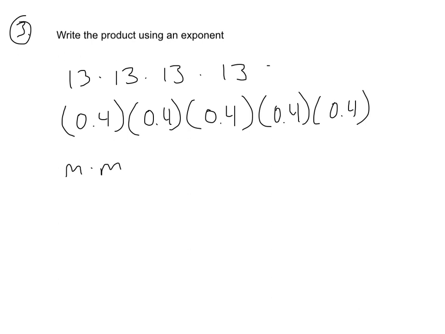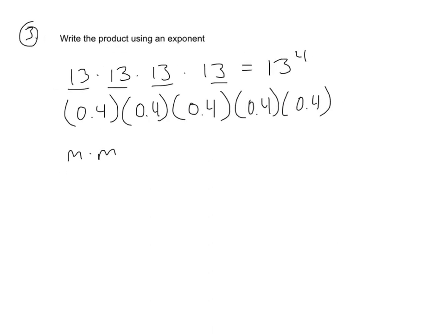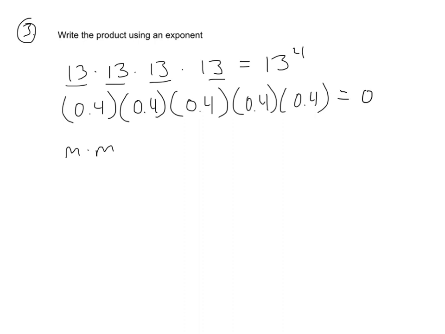All right, so this one here, I see 13 being multiplied 4 times. So 13 is the factor, so it's the base, and then it's being multiplied 1, 2, 3, 4 times, so 4 is my exponent. 0.4, I see it being multiplied 1, 2, 3, 4, 5 times, so my answer is going to be 0.4 to the fifth power. And when we're working with decimals, we always want to keep them inside parentheses. It helps to organize things and keep things as they should be.